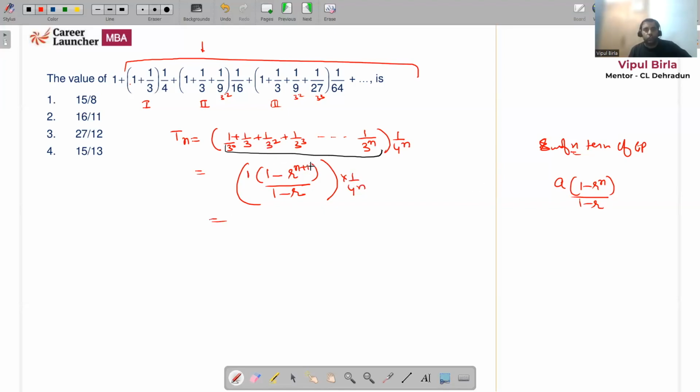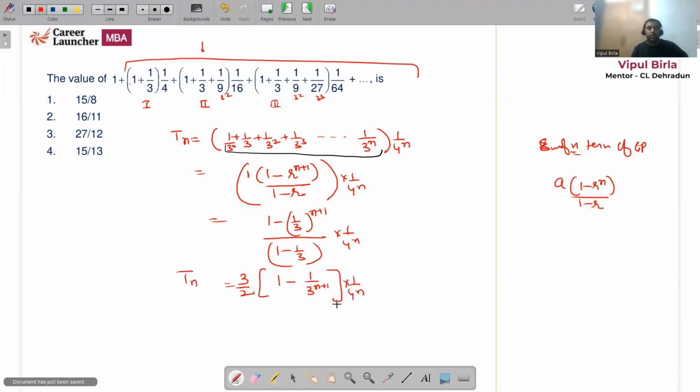And the value of the common ratio is 1 by 3. So it's going to be 1 minus 1 by 3 to the power n plus 1 upon 1 minus 1 by 3, into 1 upon 4 to the power n, which can also be rewritten: the denominator is going to be 2 by 3, or we can write it as 3 by 2 into 1 minus 1 upon 3 to the power n plus 1, into 1 upon 4 to the power n. That is the value of Tn.